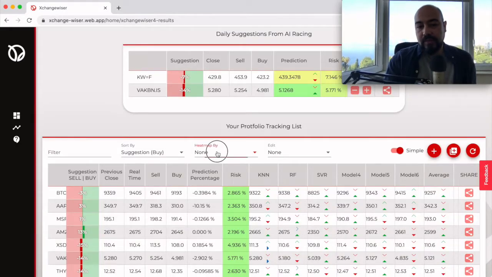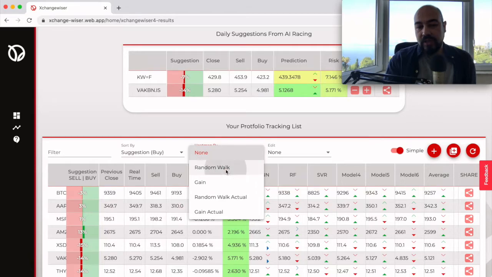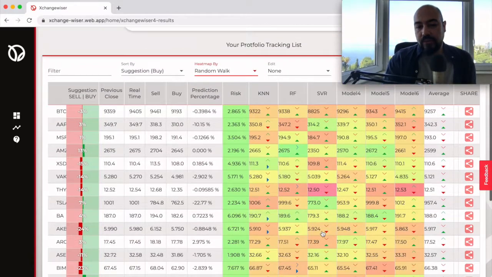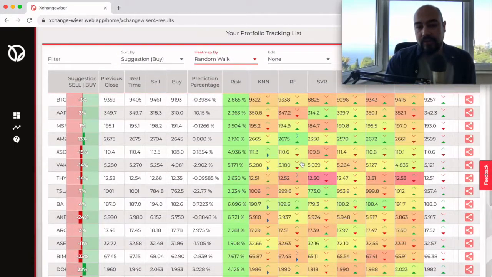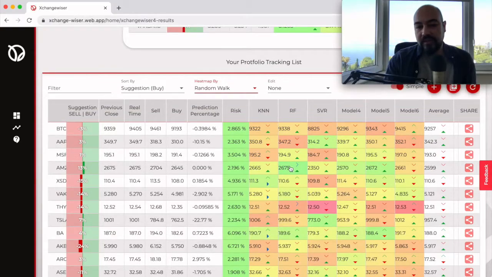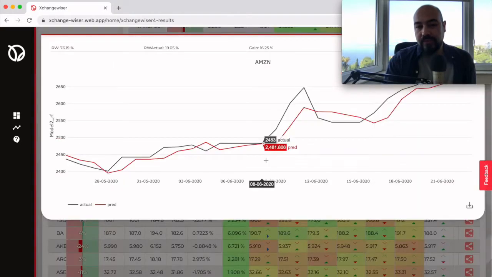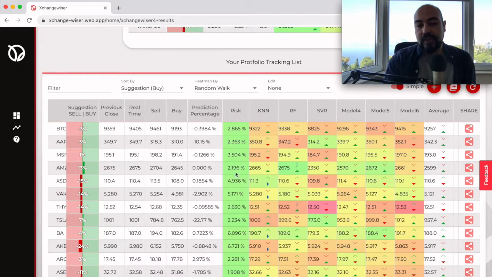So for example, from the heat map, you can see the previous success of these investment tools. The green indicates a higher success. For example, for Amazon, you can see a successful investment tool in here, and the random walk means that this algorithm was 76% successful to predict the direction of daily close for this investment tool.